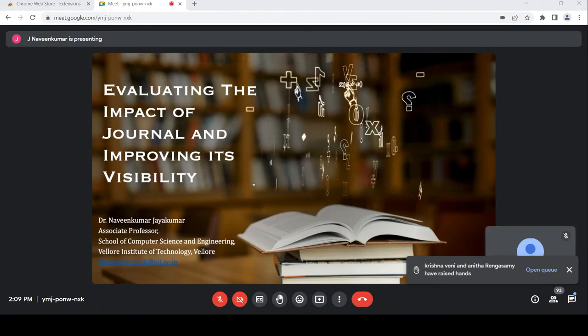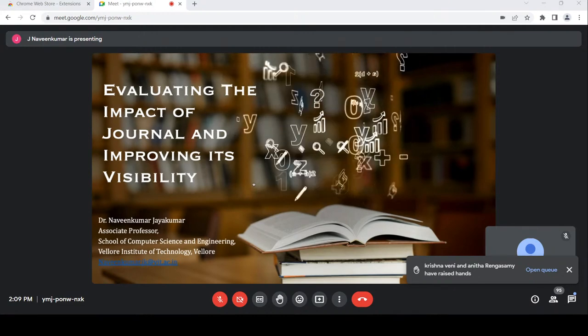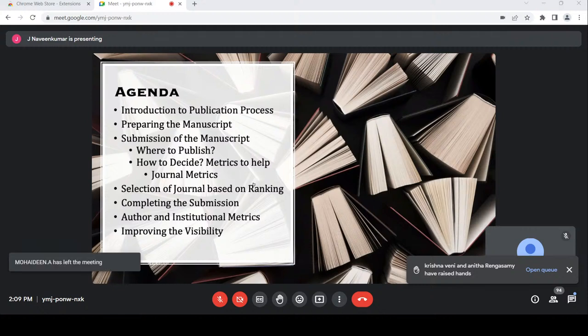Let's start with the agenda, how I'm going to take forward these two topics in today's session. We'll start with the publication process. What is the publication process? What happens in the process? What steps do we need to undergo, how to prepare the manuscript, what are the basic templates of the manuscript, and how do the templates vary? That will be seen. Next, after the manuscript, is deciding on the journals. On what basis should we decide the journal, where should we submit our publications, and what metrics and measures will help us select these journals? Once we select the journals, we'll go with the submission process, and then, post submission, how these journals are ranked.